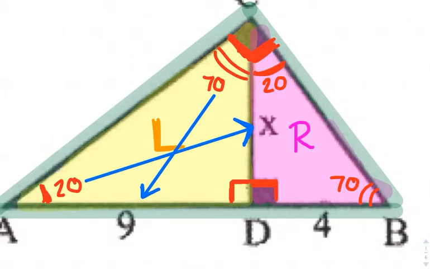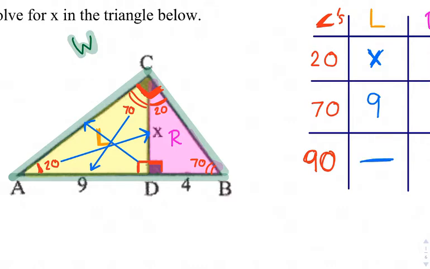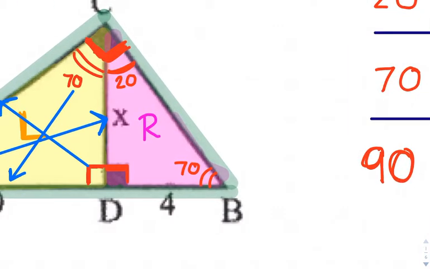Lastly, in my left triangle, I'm looking across my right angle now, and notice how there's no side length there. So I really can't fill it in, so I'm going to put a blank spot, meaning that there's no value there and I cannot use that side. We're going to do that same thing in our right triangle now.